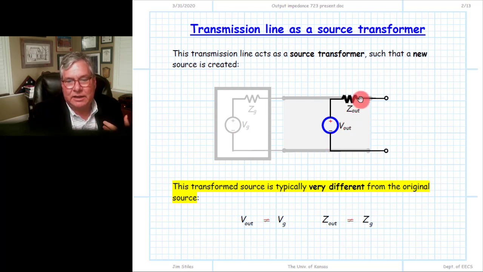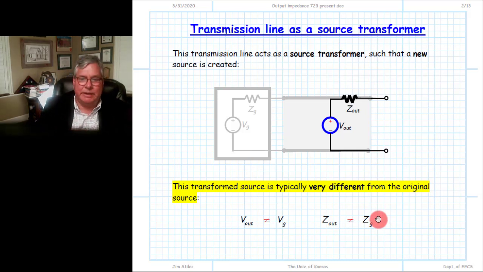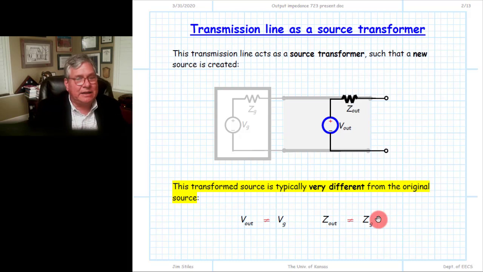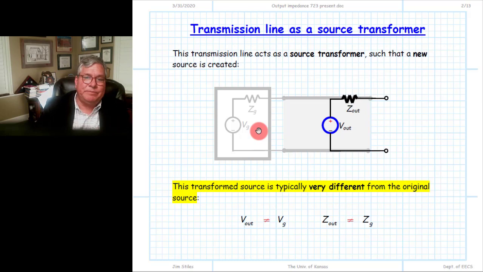Now notice the transformed source is very different from the original source. V out is not equal to VG. It doesn't have the same magnitude, generally speaking, and won't have the same phase, generally speaking, from one to the other. Likewise, Z out is different than ZG. Both the real and imaginary parts of these two source impedances are going to be very different. Moreover, we can't really say anything about the relationship between those values. I can't say that the magnitude of V out will be either greater or less than VG. It depends on the values. It depends on the transmission line and its length.